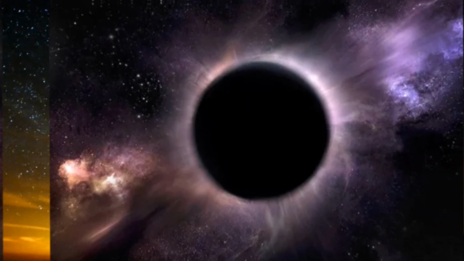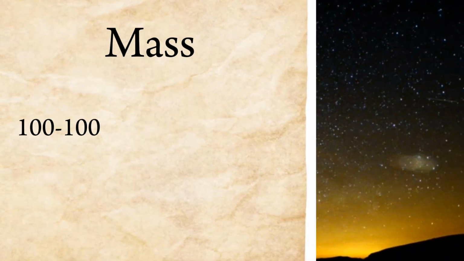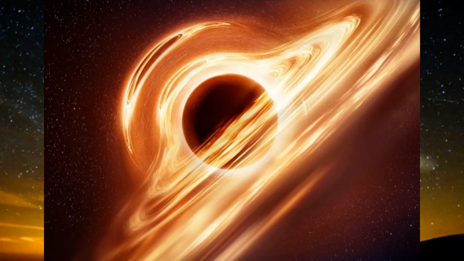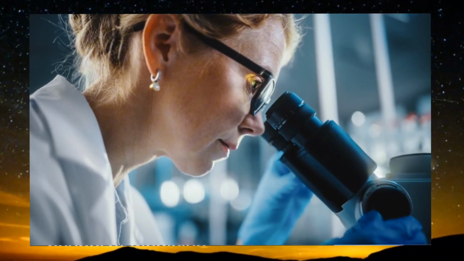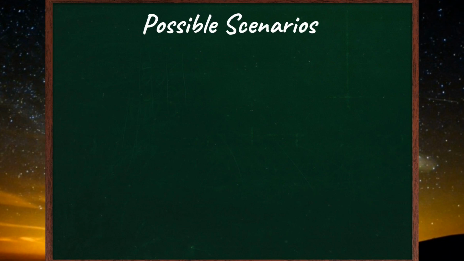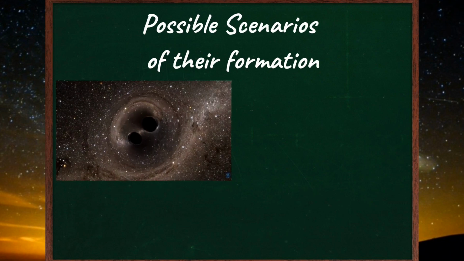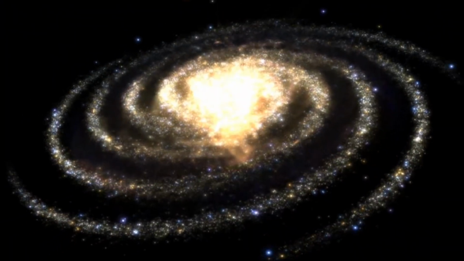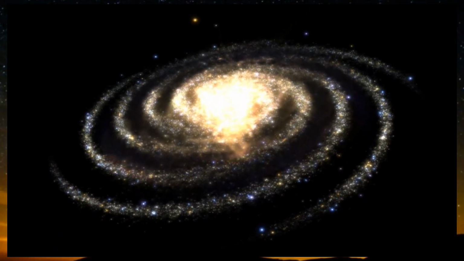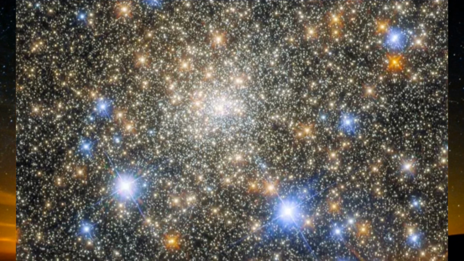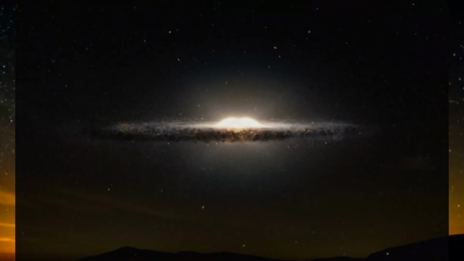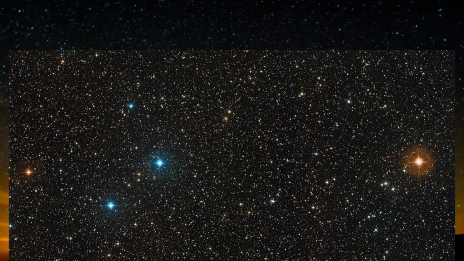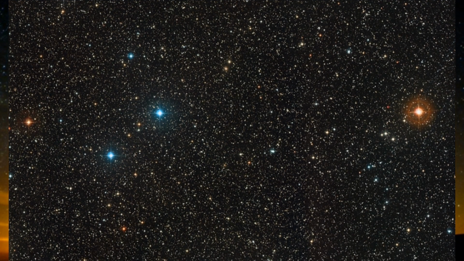Intermediate mass black holes have masses between 100 and 100,000 times that of the Sun, bridging the gap between stellar and supermassive black holes. Their formation is still a topic of research, but possible scenarios include the merger of stellar black holes or the collapse of massive stars. These black holes could be found in the centers of small galaxies, globular clusters, or even the Milky Way's bulge. Their existence could help explain certain astronomical phenomena, such as the observed star formation rates in galaxies.